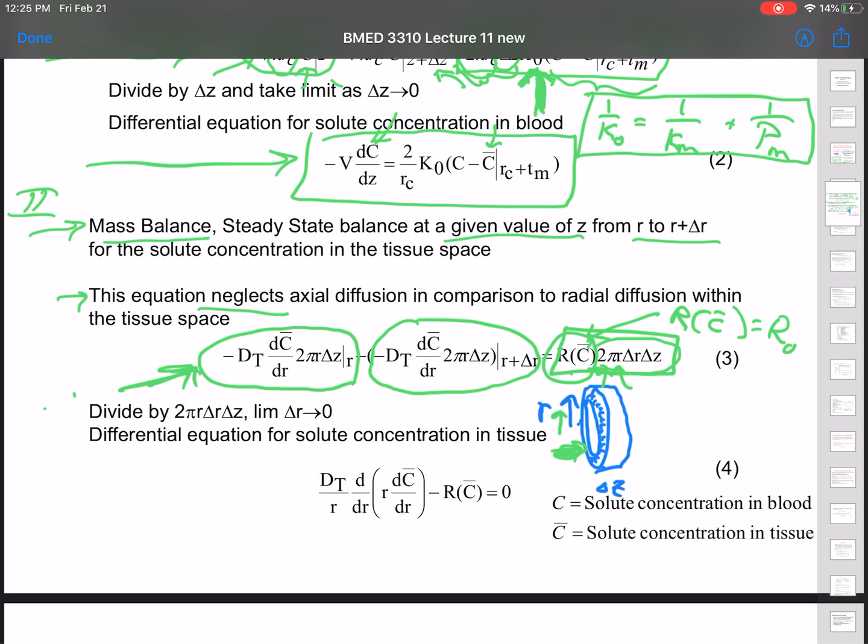Now, if you play around with this, and I do encourage you to look at the notes that she posted to derive that, then you get this lovely and beautiful equation for the concentration in the ring as a function of R, at a given Z.